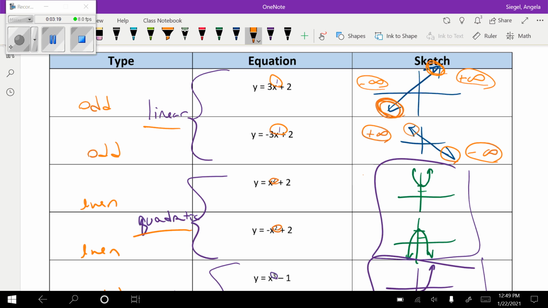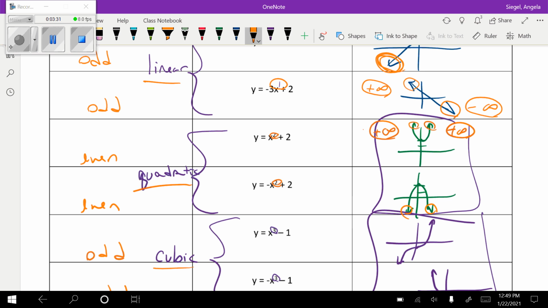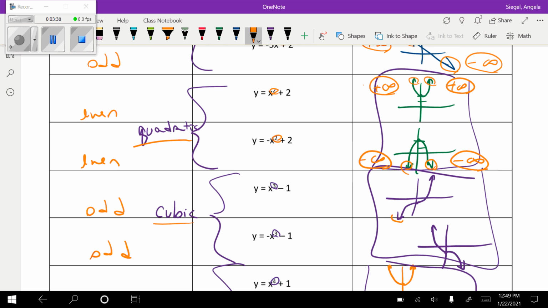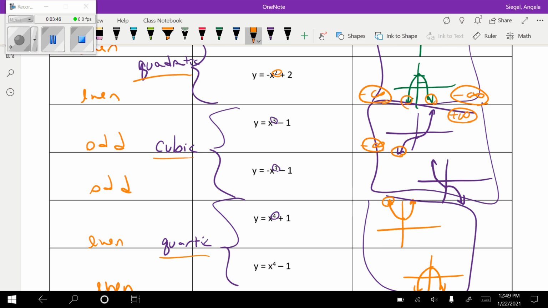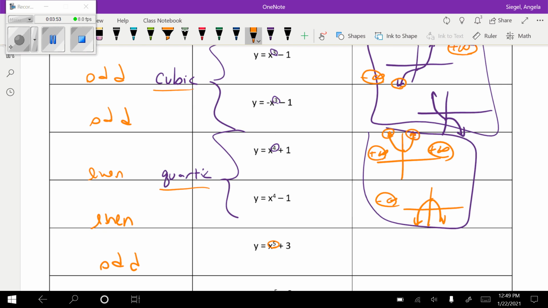This one is going to be high, high, so it's positive infinity and positive infinity. This one's low, low. Do you see that? It begins low and it ends low. What about this one? This one goes from negative infinity to positive infinity. This one starts high, ends high, so positive infinity, positive infinity. This one starts low, ends low.